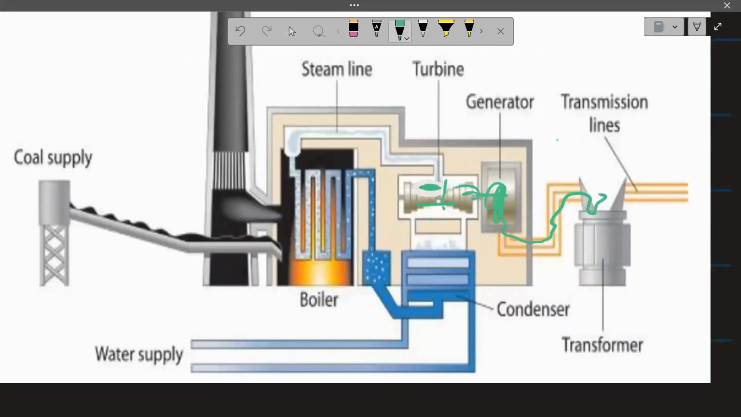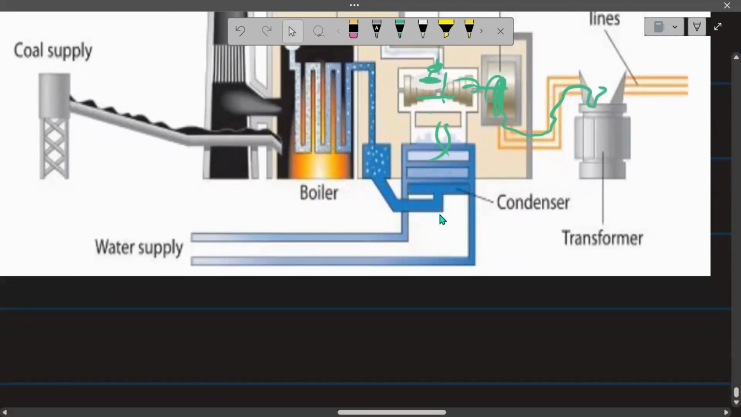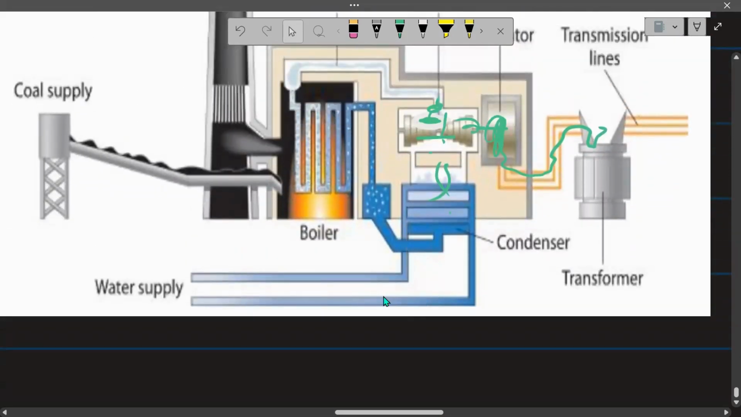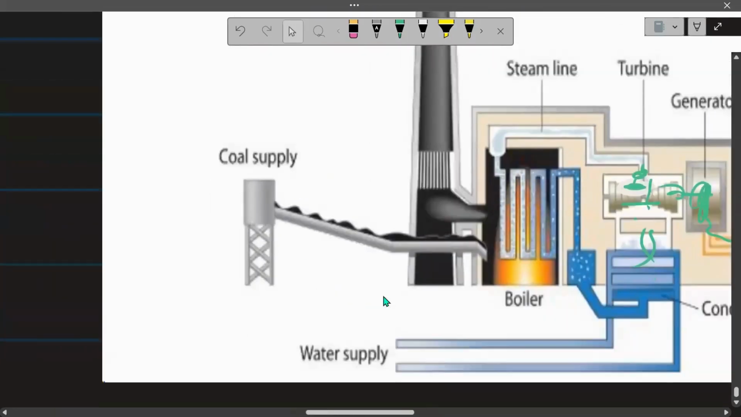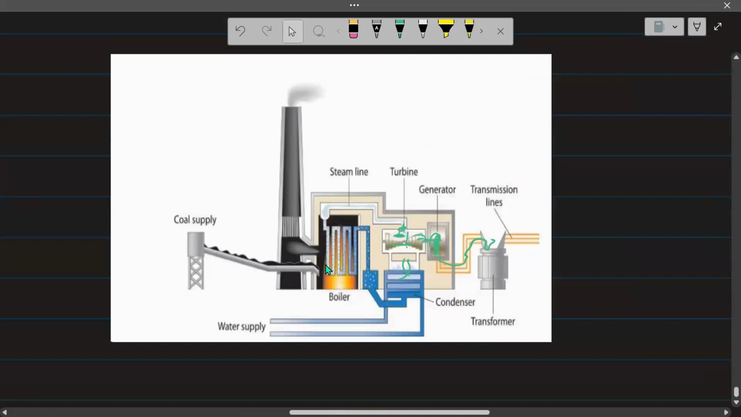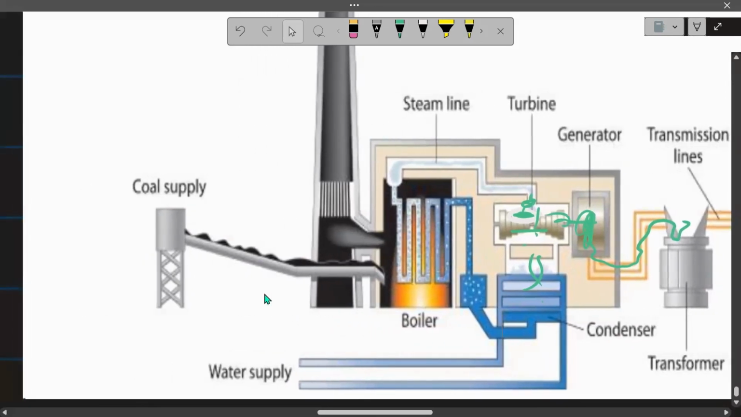When the steam is used, it is converted again into water because of the condenser. After the turbine, the steam goes through a condenser, which makes it water again. That water is used again, and some water is purified here and sent to the storage tanks. So this is how electricity is made in a generator, or basically in a power plant.